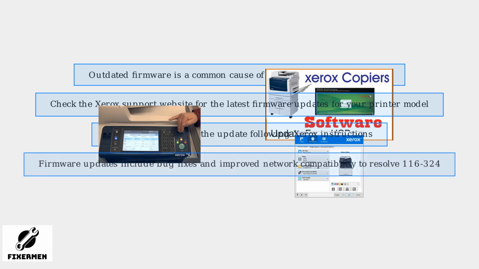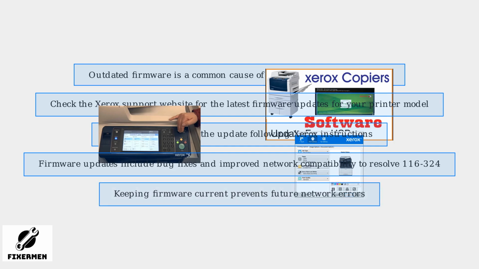Firmware updates typically include bug fixes and improved network compatibility, which can directly resolve error 16-324 by addressing underlying network controller issues. Keeping your firmware current is an effective preventative measure. Regular updates help avoid future network errors and maintain printer reliability.